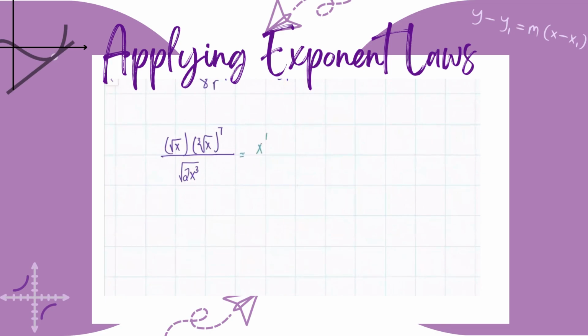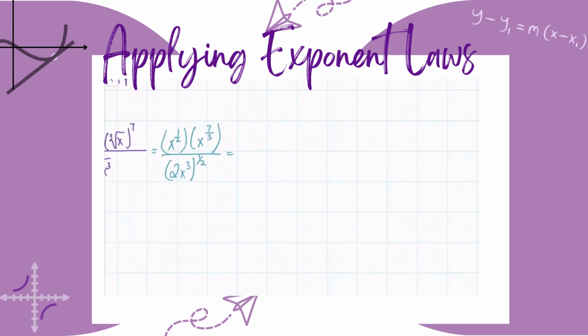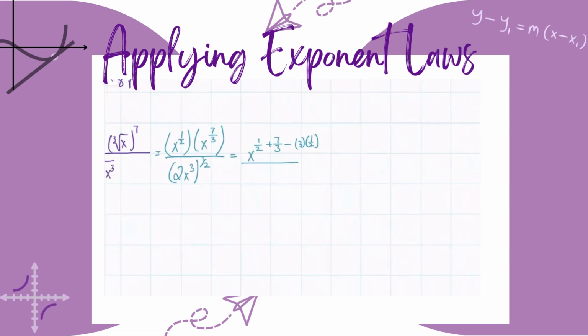So this will be x to the power of 1 over 2, times x to the power of 7 over 3, over 2x cubed to the power of 1 over 2. So far, so good? Which then will be x to the power of 1 over 2 plus 7 over 3 minus 3 times 1 over 2, over 2 to the power of 1 over 2. Does that make sense?